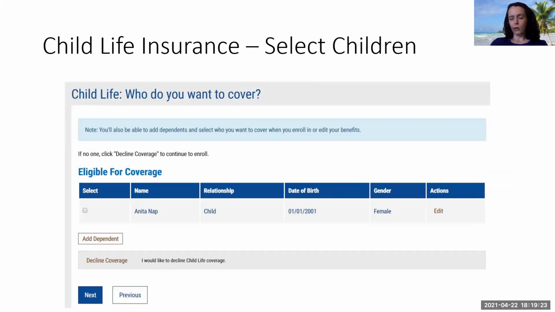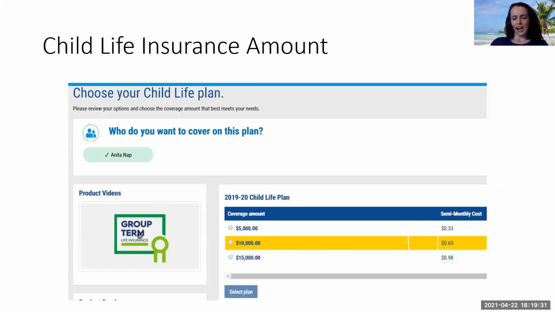And then child life insurance, you're welcome to choose this one. You can pick all or one of your children. The price is the same, no matter how many children you select. And just a view of it, children can be covered up to 26. If they are 26 or older, they need special permission from Regents to be on your plan as an incapacitated dependent. So if that's you, just contact us and we can help steer you in the right direction to get that started.